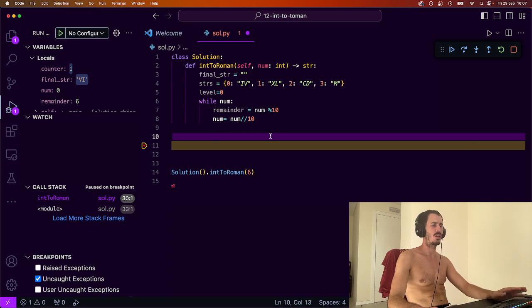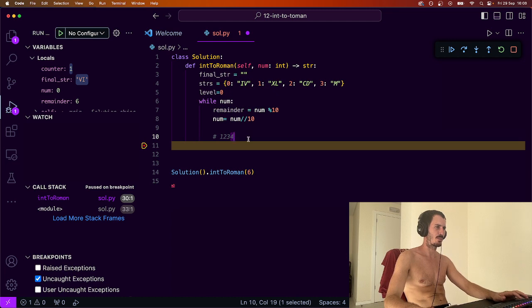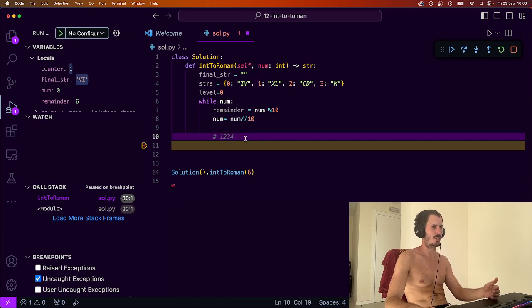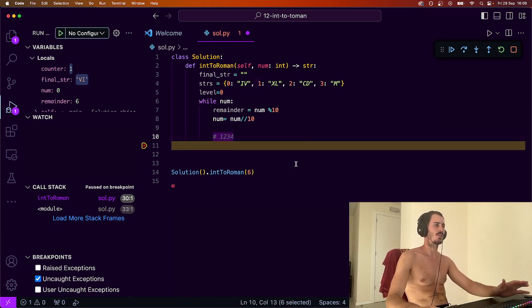Let's say we have the number 1234. Here, number 4 is the units. This number 3, we're at the tens. Here, number 2, we're at the hundreds. And here, number 1, we're at the thousands. So what do I want to do? I want to do the following.